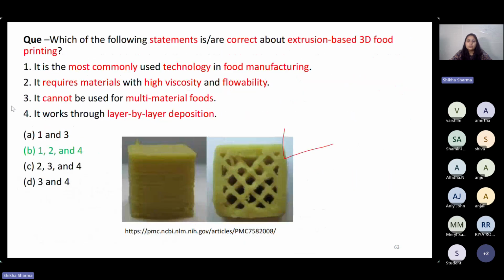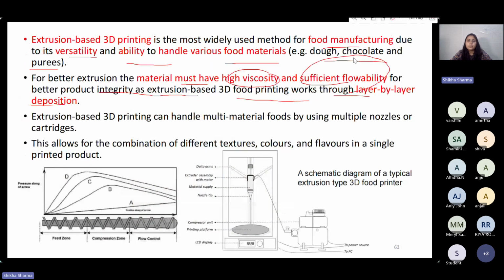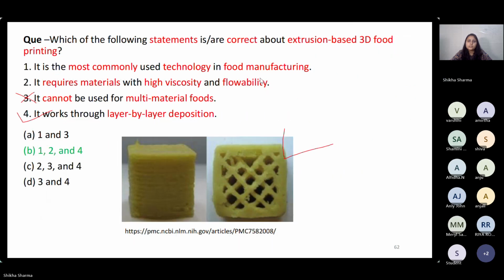It is used in multiple food systems, like purees, chocolates, and dough. It requires high viscosity material with good flowability, and it is one of the commonly used techniques in food manufacturing.